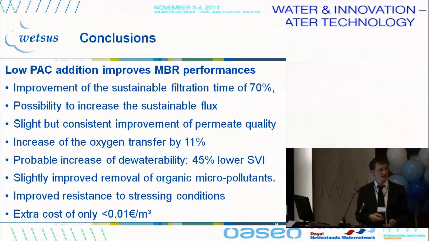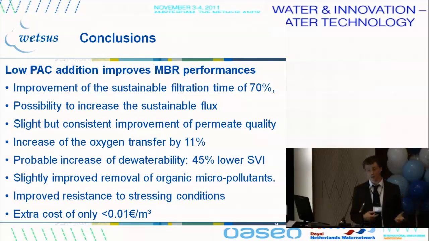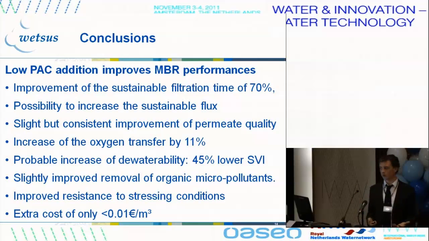You have a slightly improved removal of organic micropollutants. It's not as good as we could have hoped. So maybe activated carbon is not necessary, but just powdered carbon, so that we could again decrease the costs. You have improved resistance against stress, so it makes our membrane bioreactor much more robust. And then you have an extra cost of below 1 euro cent per cubic meter of treated water, thanks to the long retention time and the low concentration.